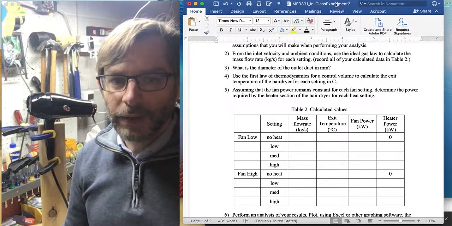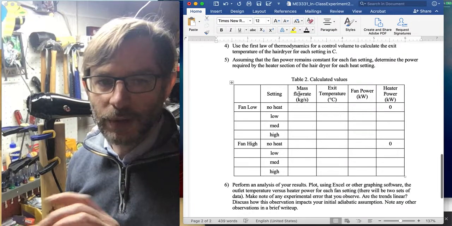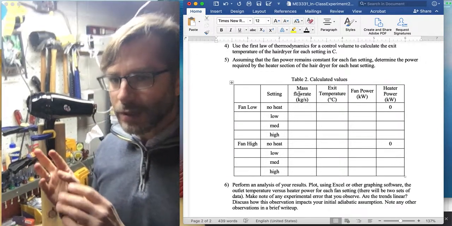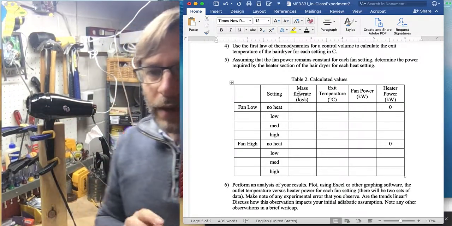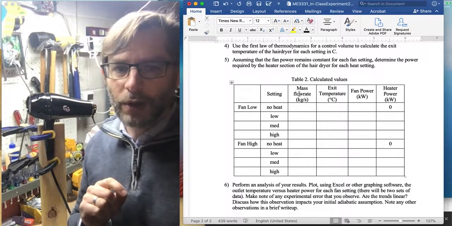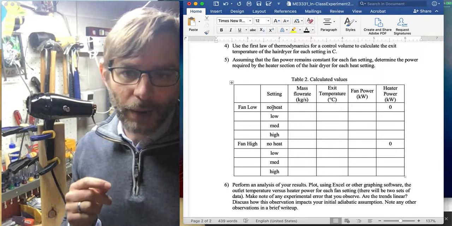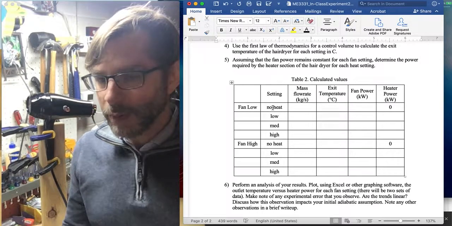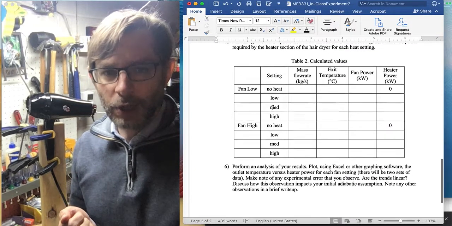The last thing to calculate, assuming that the fan power remains constant for each fan setting, is determining the power required by the heater section. Remember, there are two separate pieces in here. There's the fan, and then there's the heater. So you can actually use the no heat value to determine what the heater power is. The fan's going to have some wattage requirement, and then the heater's going to require some power. So that's just a matter of subtraction.